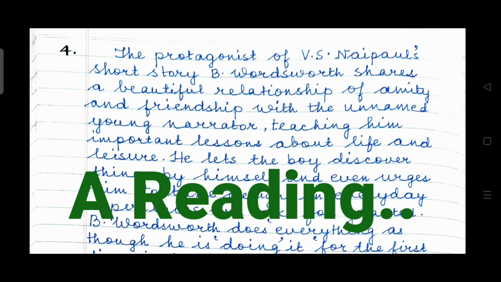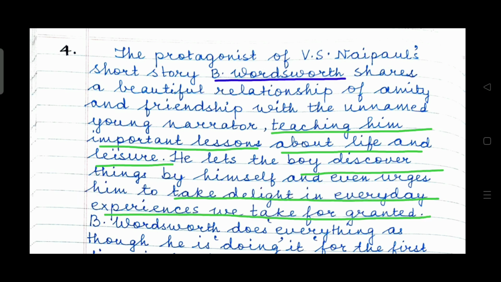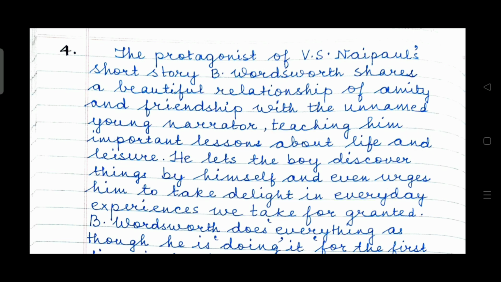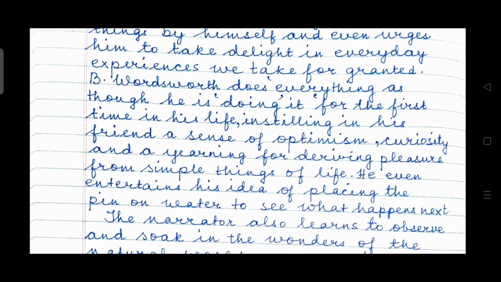A reading now. The protagonist of V.S. Naipaul's short story B. Wordsworth shares a beautiful relationship of amity and friendship with the unnamed young narrator, teaching him important lessons about life and leisure. He lets the boy discover things by himself and even urges him to take delight in everyday experiences we take for granted. B. Wordsworth does everything as though he is doing it for the first time in his life, instilling in his friend a sense of optimism, curiosity, and a yearning for deriving pleasure from simple things of life. He even entertains his idea of placing the pin on water to see what happens next.